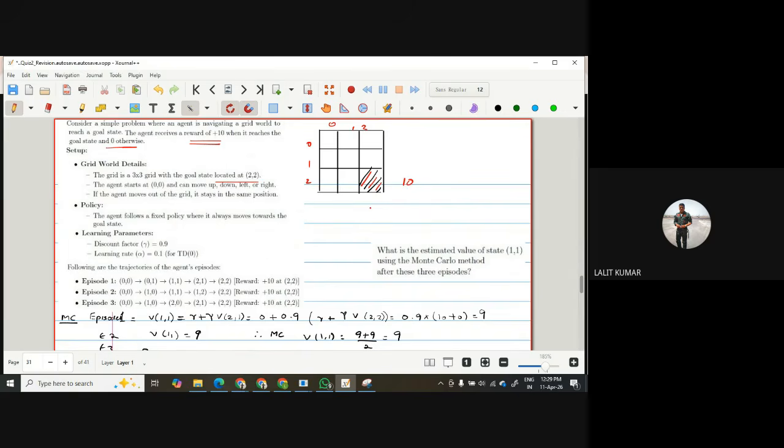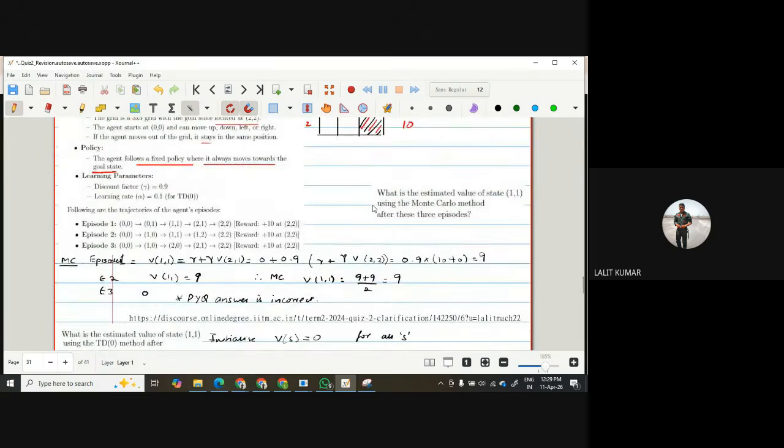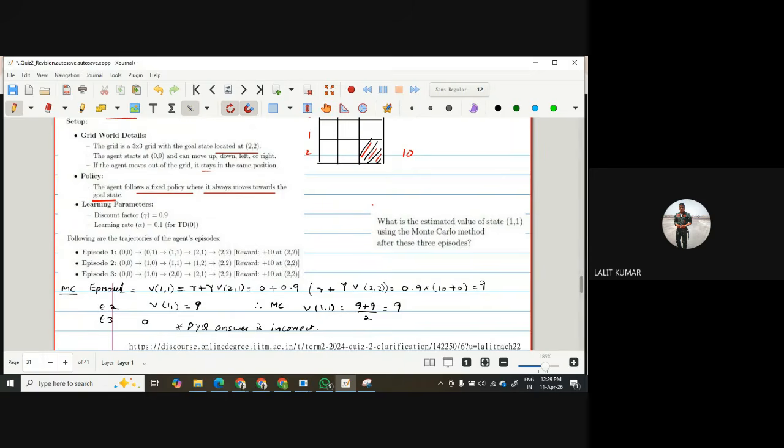If the agent moves out of the grid, it stays in the same position. Policy: the agent follows a fixed policy where it always moves towards the goal state. Learning parameters: they have given discount factor 0.9 and learning rate 0.1 for TD(0).